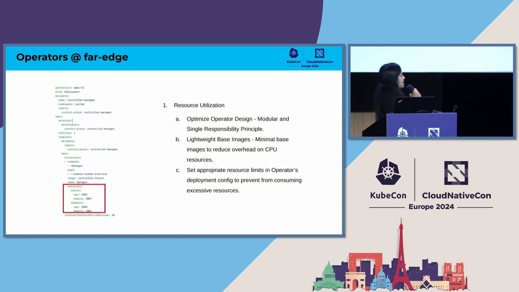The third is setting appropriate resource limits on operator deployments. And this is something which we get by the fact that Kubernetes provides us with limits and requests that helps us set the minimum and maximum amount of CPU and memory consumption in a deployment.